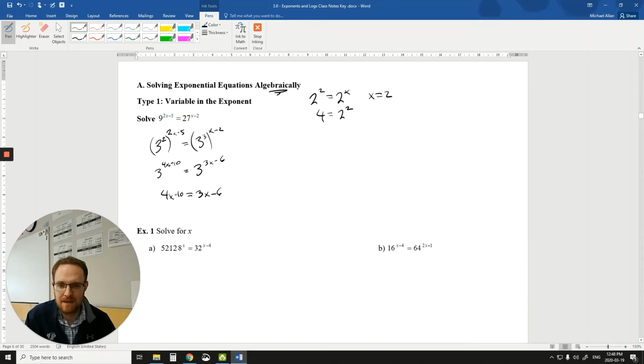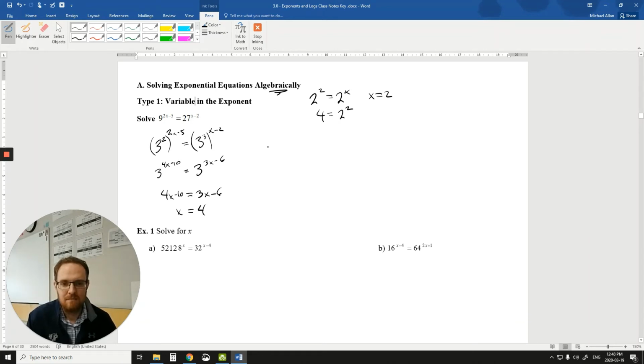So we do the same thing here. We just look at our exponents because the bases are the same. We just make our exponents equal to each other. So we just drop the base and then we just solve for x. So subtract over that 3x to the one side, gives me x by itself. And I'm going to add the 10 to this side and get 4, x equal to 4.